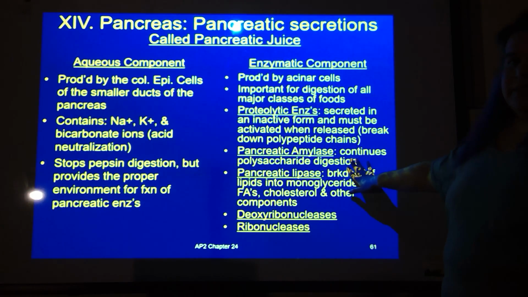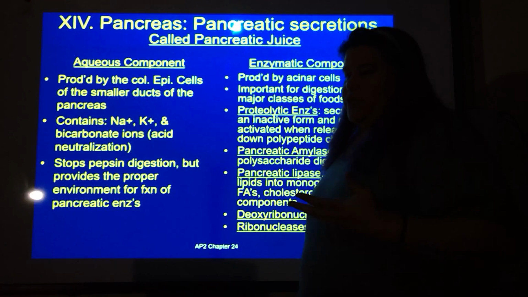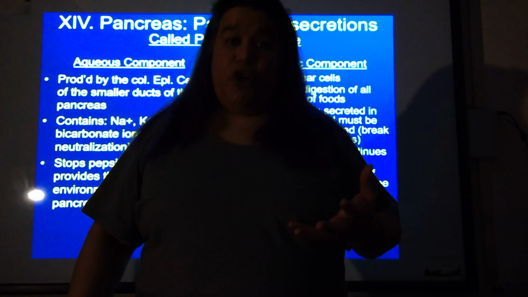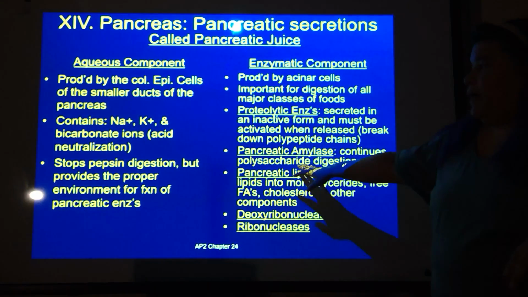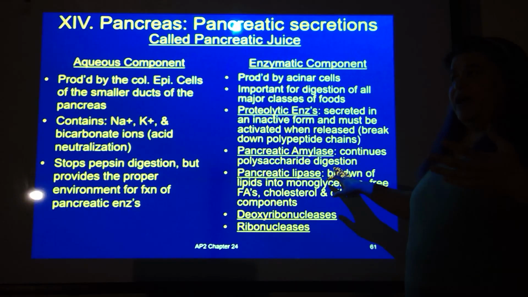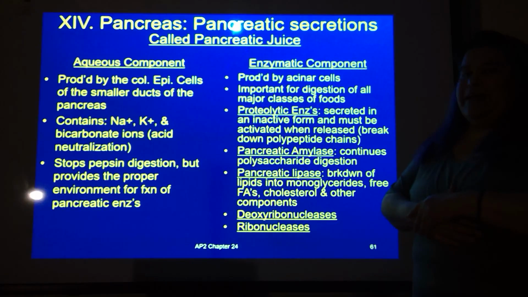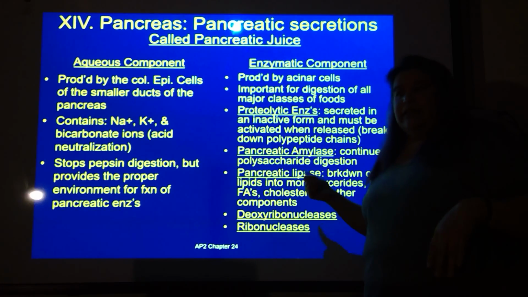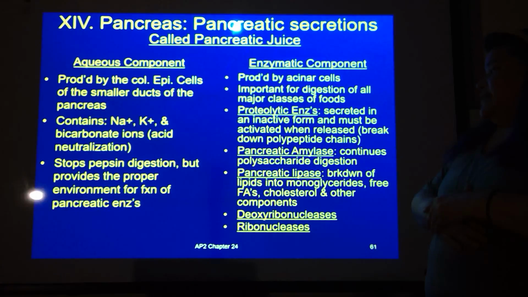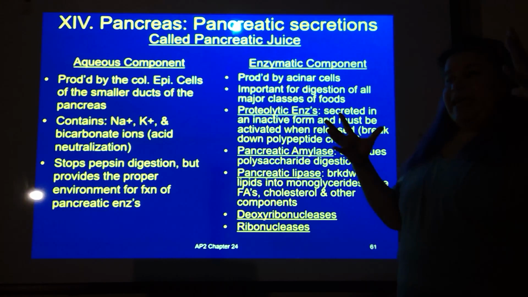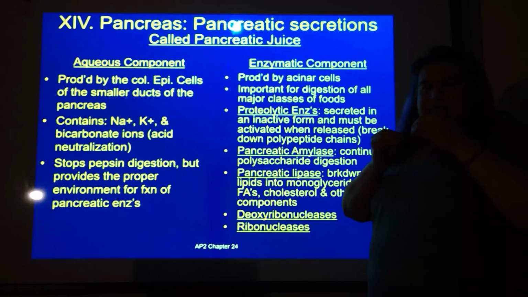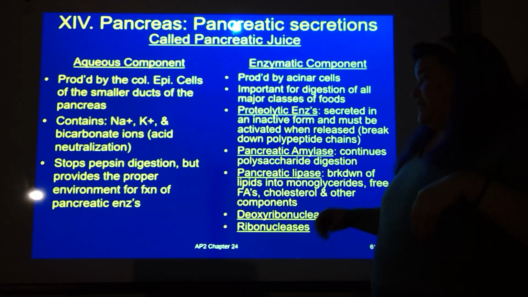Pancreatic amylase. Remember, we mentioned amylase when we talked about salivary amylase. This is a starch enzyme. It breaks starch down, going from a polysaccharide pretty much into a disaccharide. Pancreatic lipase, lipid enzyme. It breaks down lipids into monoglycerides and free fatty acids, cholesterol, and other components. So I'm taking these big complex lipids and basically making them into smaller bits and pieces.